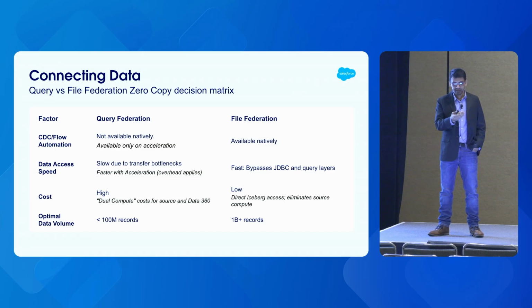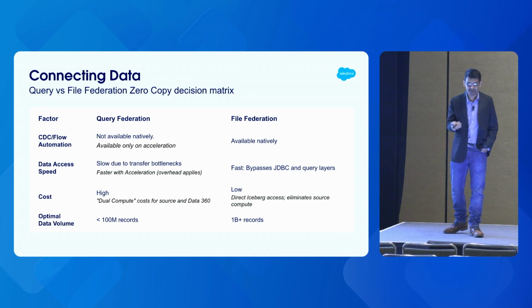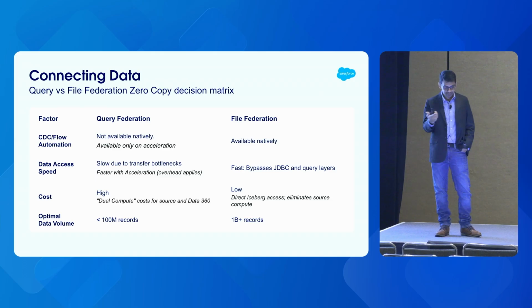So we are bypassing that completely. Because in the query federation there's a bottleneck happening on two kinds of translation, it's slightly slower. Of course, you can make it faster with something called acceleration, where we cache a local amount of data. But file federation is much faster because you are bypassing a lot of query layers.